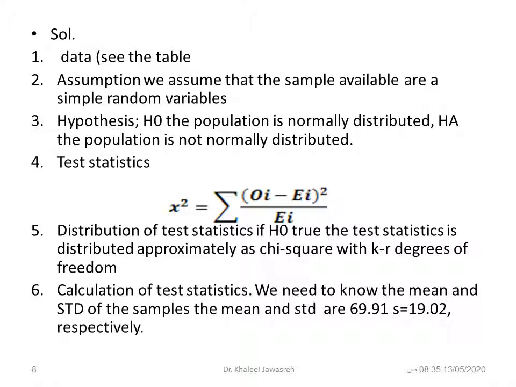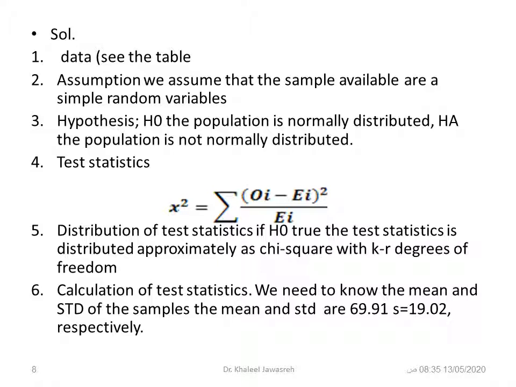We need to know the mean and the standard deviation. In the case of the samples, the mean and the standard deviation, S, are 69.91 and 19.02 respectively. If you return back to the frequency table lecture, you can find how to calculate the mean from the frequency table, okay, and how to calculate the variance of the frequency table. So you can easily obtain the standard deviation and the mu.